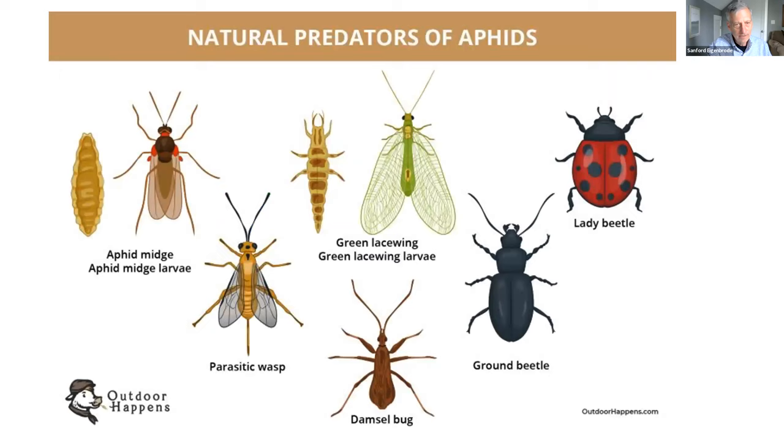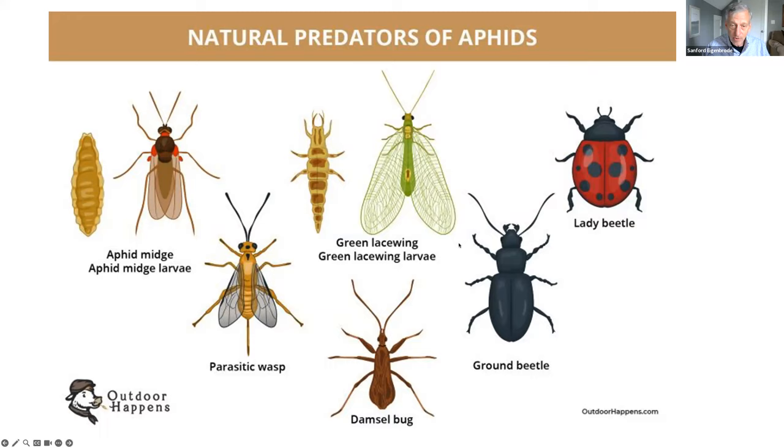So changing subjects, just to wrap up this overview. Aphids have many predators, and most people are familiar with these, especially lady beetles. If you see one of these on your plants in your garden, for example, look around, and you just might find aphids on the next plant, because they're very good at locating aphids, and they are primary predators of aphids.